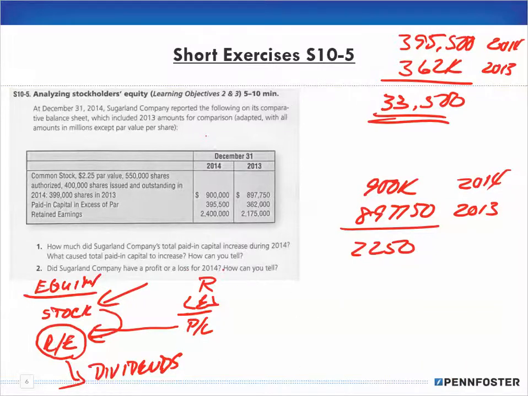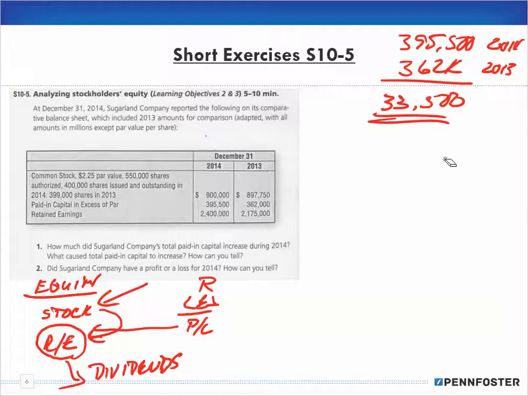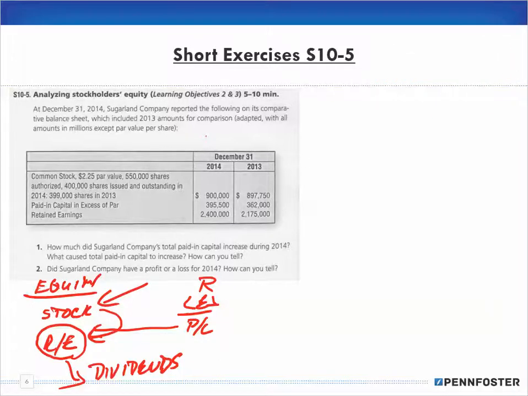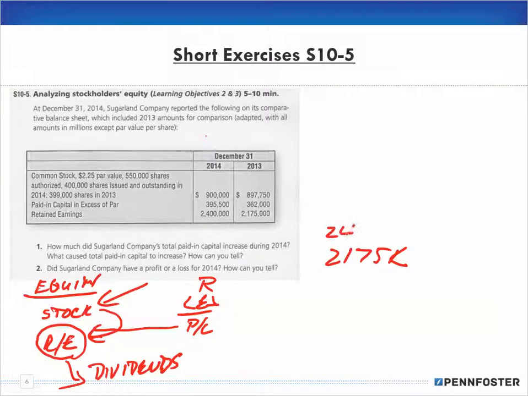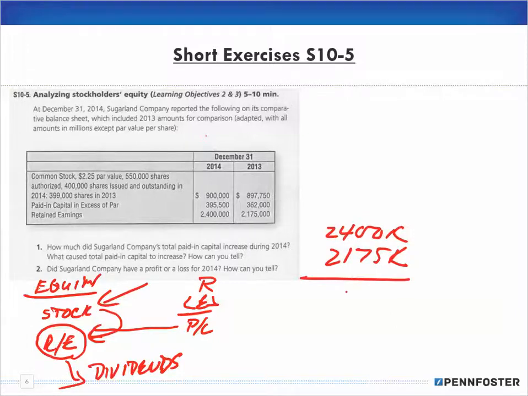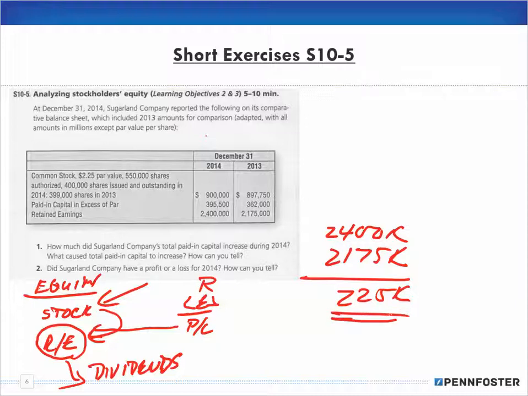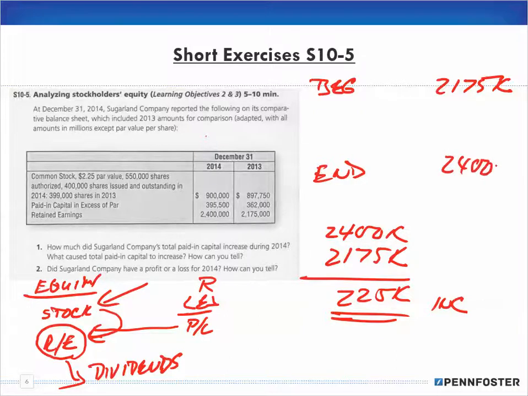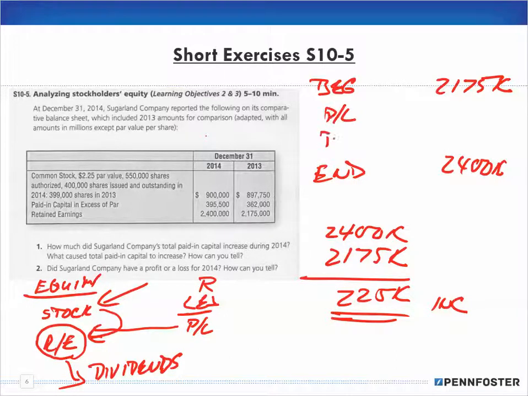So it says here, did Sugarland Company have a profit or loss in 2014, and how can you tell? Well, let's look at our retained earnings. In doing the math, in 2013 we have 2,175,000, and we have 2,400,000, and so our retained earnings increased by 225,000. So that was an increase. And that increase came after, remember, beginning was 2,175,000, ending is 2,400,000, and in between we have our profit or loss and our dividends. Those are the two things that are going to affect the difference between those two numbers.